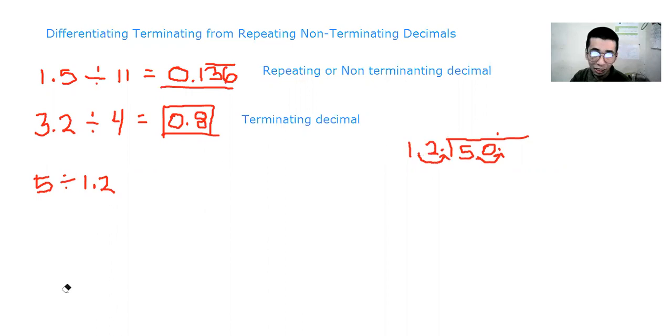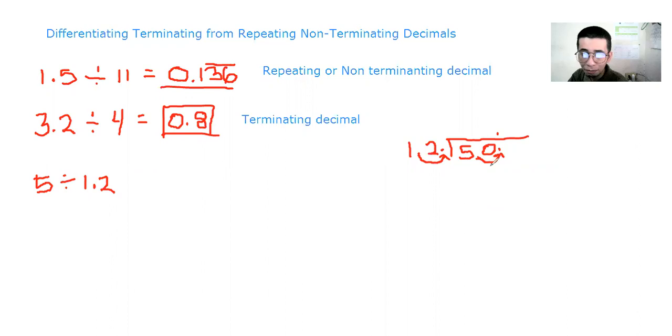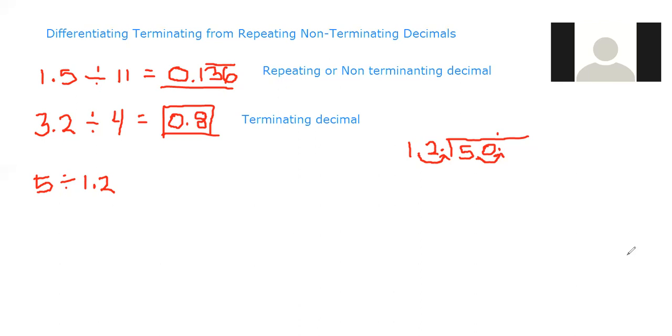Okay, nag-move na tayo ng decimal point. Clear ba sa lahat yung pag-move natin ng decimal point? Okay. Ngayon, isosolve natin. 50 divided by 12. What is 50 divided by 12? Sure, 4. Yes, 4. Tama yung 4.